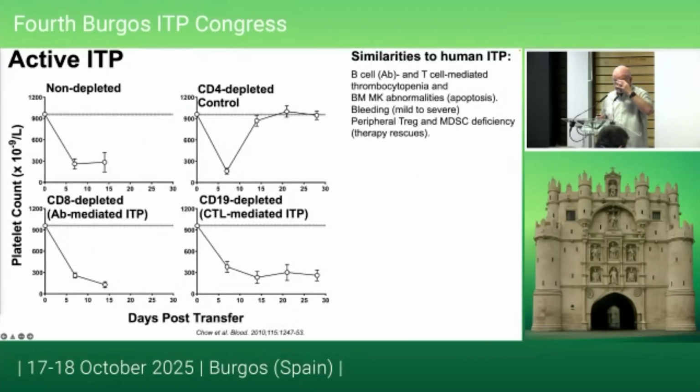So the similarities of this animal model to humans are quite profound, I think. First off, they show B cell and T cell mediated thrombocytopenia, like I showed you. They have bone marrow megakaryocyte abnormalities. They bleed, and it can be anywhere from mild to severe, depending on the dose of spleen cells that we give to the SCID mouse. And like in humans, they have peripheral Treg deficiency and MDSC, myeloid-derived suppressor cell deficiencies, the same that happens in humans. And this deficiency that we see in the SCID mice isn't due to a reduction in these cell numbers. It's just that they've been sequestered to the spleen and in some cases, or to the thymus and in some cases into the bone marrow.